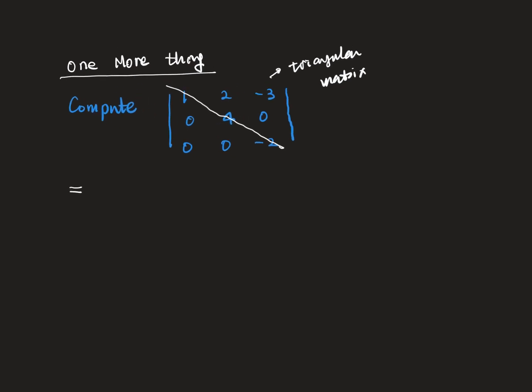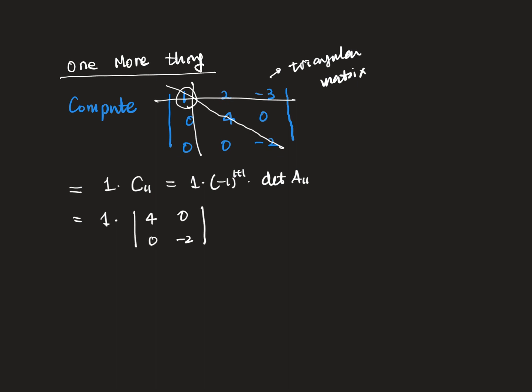So let's find the determinant, okay? How can we find the determinant? You guys decide, the third row or first column, it's up to you, but I'm gonna use the first column. 1 C11. But the other entries are 0, so you don't worry about them, which means 1 times negative 1 to the 1 plus 1, determinant A11. So 1 times the first row, first column submatrix, that's 4, 0, 0, negative 2. So this one is 1 times 4 times negative 2. That's gonna be negative 8.